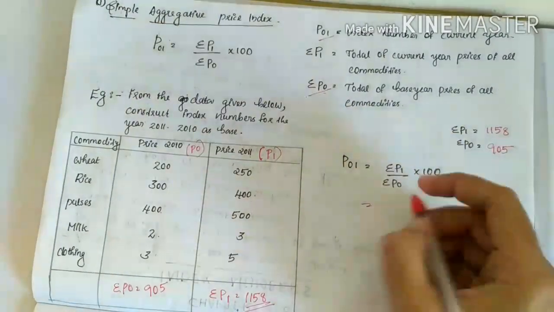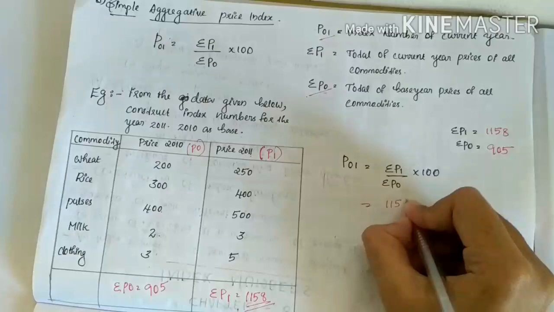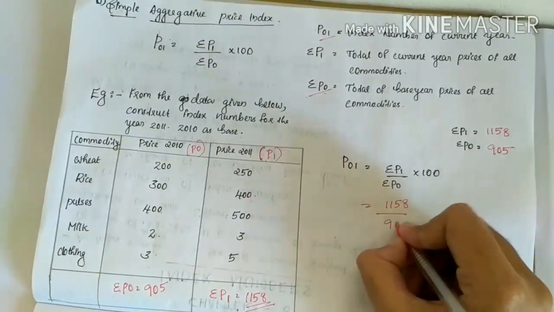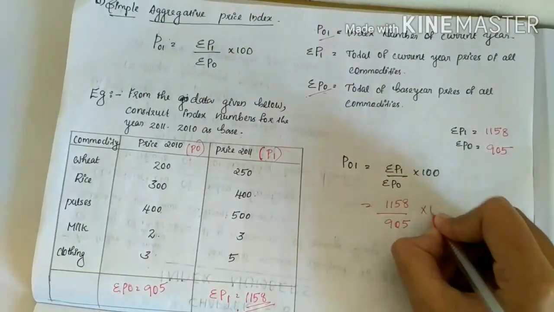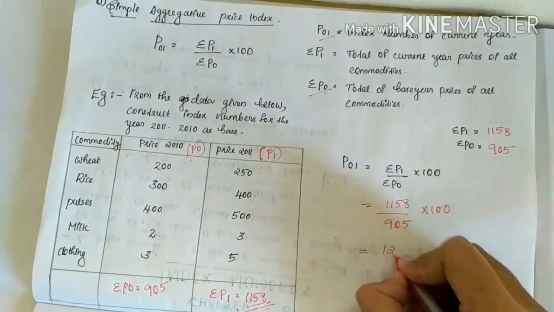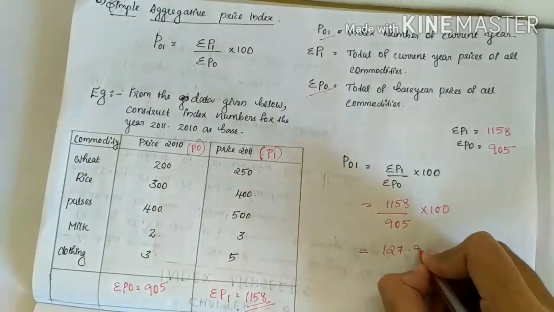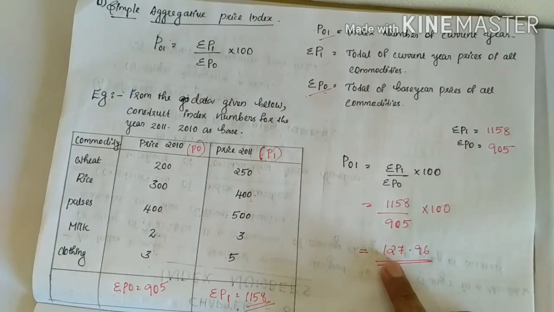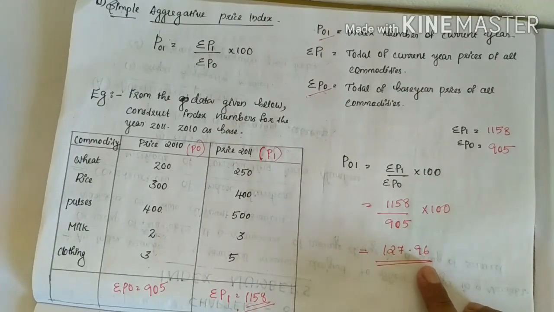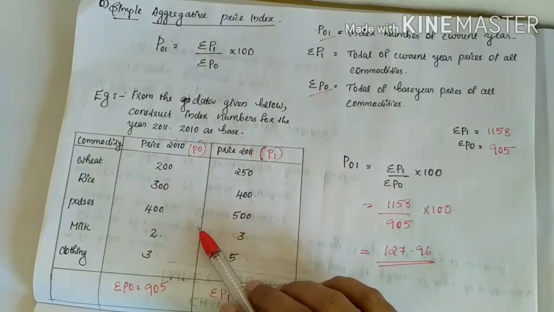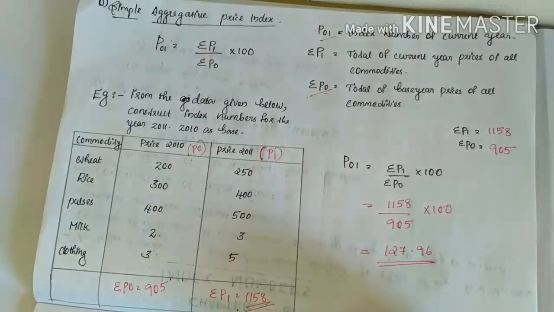Here sigma P1 is 1158 divided by sigma P0, which is 905, into 100, is equal to 127.96. So the price index is equal to 127.96. The first procedure is that two years are given in the question, one current year and one base year.